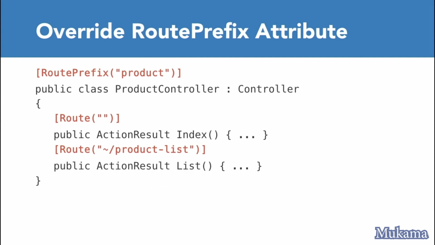If you have a route prefix and you want to override that on a specific action method, you can do so by defining your route path beginning with the tilde character. Then, the route prefix will not be added to the front of the route's path, but it will start at the root of the site.